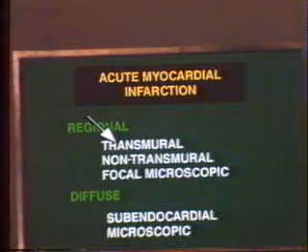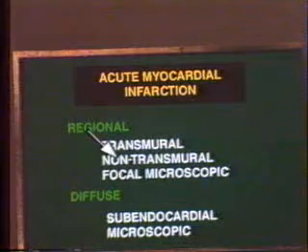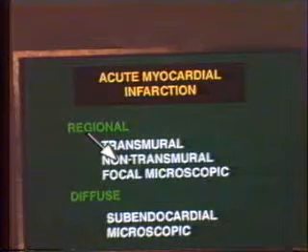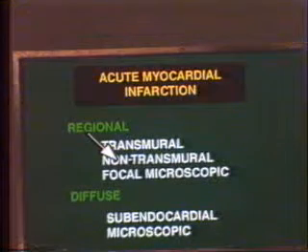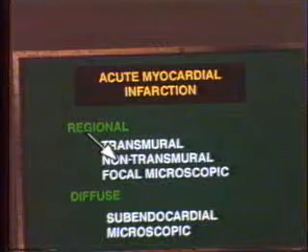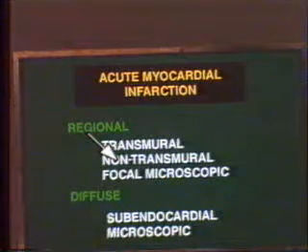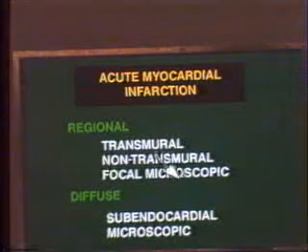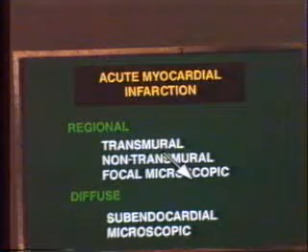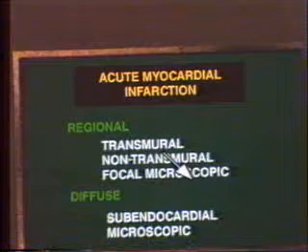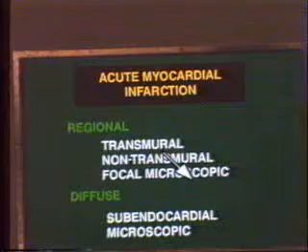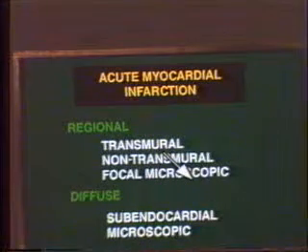On occasion, when the interruption of blood supply is transient, you may get a non-transmural infarct. This usually involves the subendocardial zone of that region. At times one may not see anything macroscopically, and you can see focal microscopic infarction. In other words, you need histology itself to confirm that there's been damage to the myocardium.